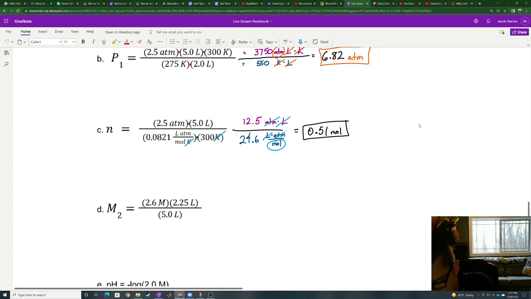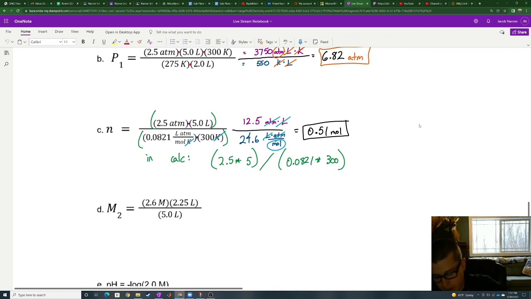If I were doing part C in the calculator, I'd put parentheses on top, and I'd do big parentheses on the bottom. So literally, what I would type in my calculator would look like this. Big parentheses, 2.5 times 5, right? Isn't that what we did? Close parentheses, divided by, parentheses again, 0.0821 times 300. Close parentheses. So if you do that in your calculator and then you just hit enter, you should get the same thing. You should still get 0.51.